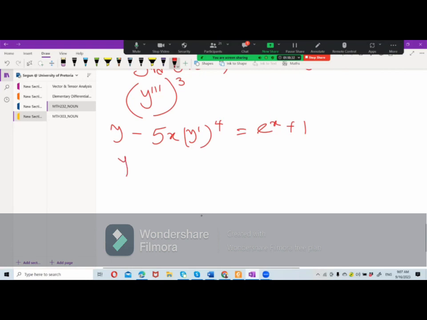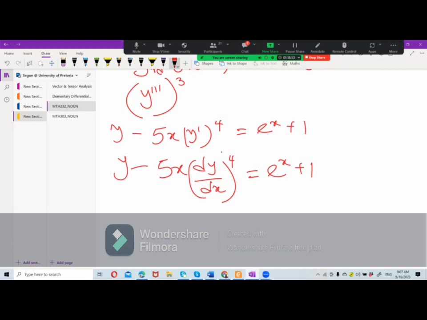So it's very simple. Just write it this way: y minus 5x dy/dx all raised to power 4 equals exponential s plus 1. Right? Don't forget, the y here is ordinary y. It has nothing to do with derivative. And our derivative in this case, we have to differentiate how many times here? One time. And the same one time is now raised by the power of 4. So it's not contradicting anything.